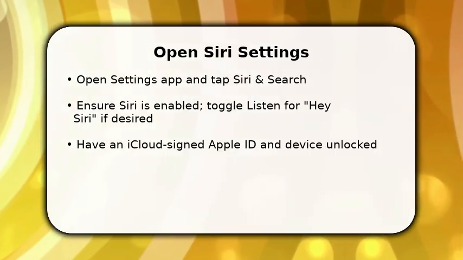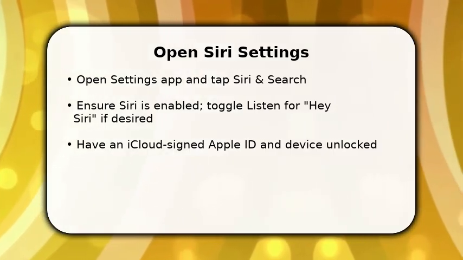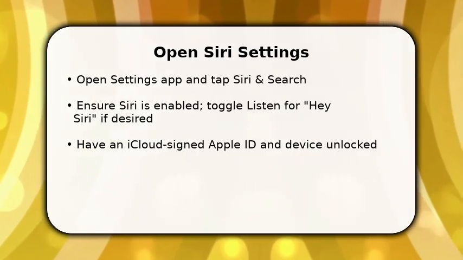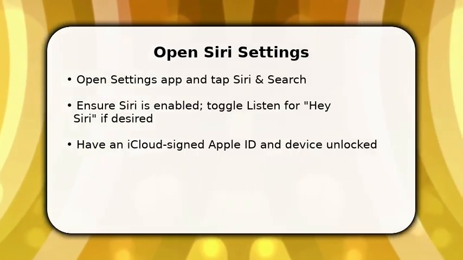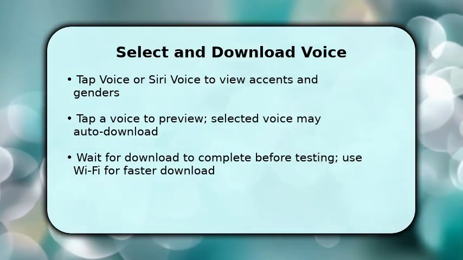Make sure your device is unlocked and on Wi-Fi or cellular because voices may download. Now tap Voice or Siri Voice to move to the selection list and prepare to preview options. You'll see a list of accents and voice variants. Tap any entry to hear a preview.